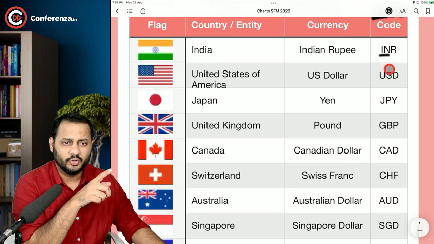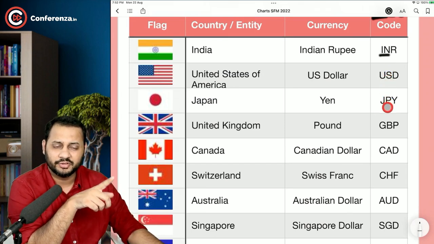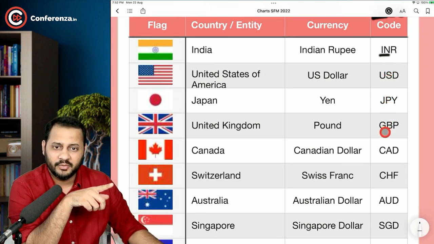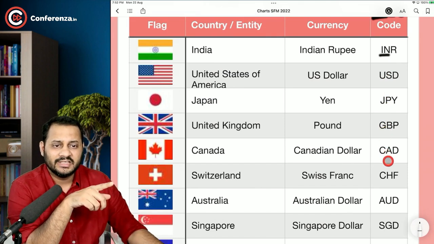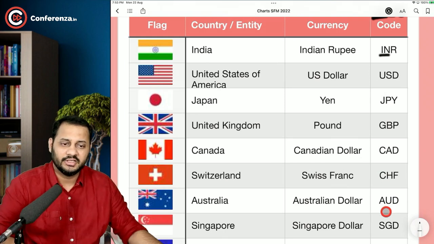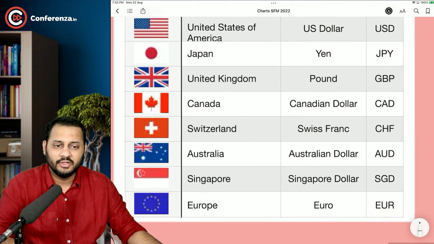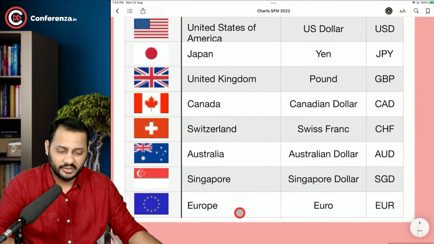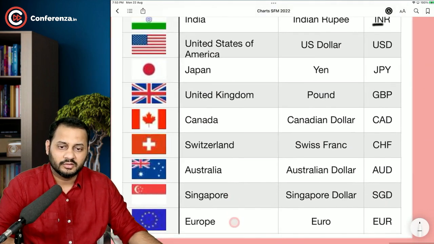IN for India, US for United States, JP for Japan, GB for Great Britain, meaning England, CA for Canada, CH for Switzerland, AU means Australia, SG means Singapore, EU is Europe. So this is a continent basically, not a country.